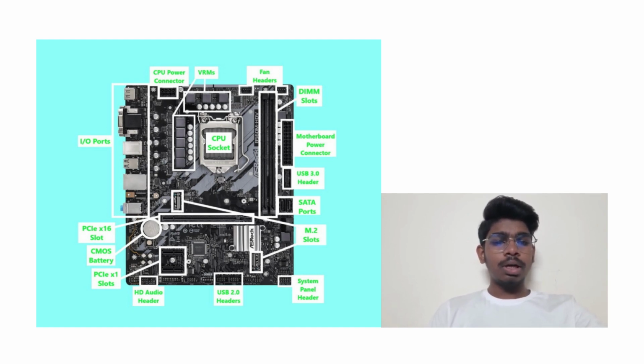The main power connector, also known as a 24-pin connector, is responsible for powering the majority of the motherboard's components, including the CPU, memory, and various expansion slots. The auxiliary power connector, often a 4 or 8-pin connector, is used to provide additional power to the CPU.